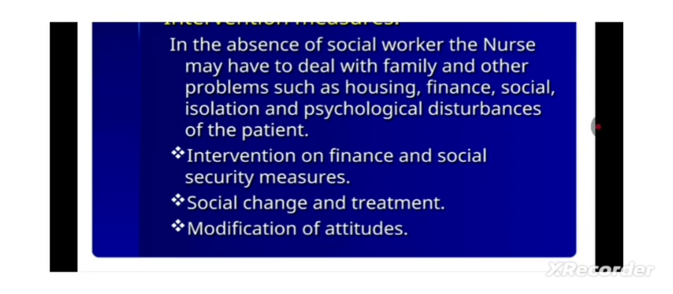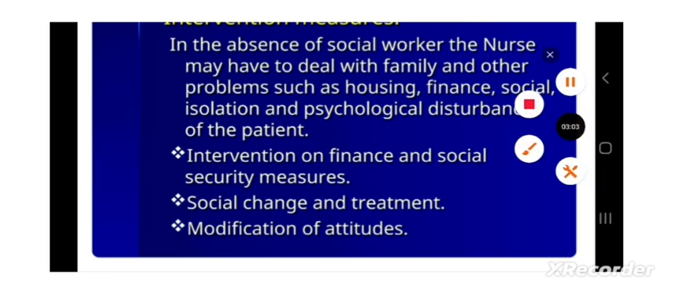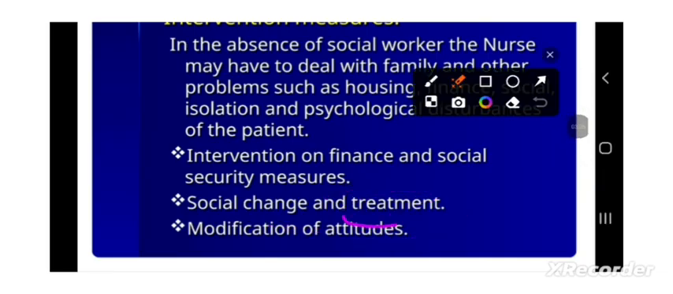Social change and treatment. This is the highest level of sociological application. It means recognizing that some health problems are systemic, such as a high rate of asthma in a poor neighborhood due to pollution. The nurse may engage in public health advocacy, community education, or policy recommendations to bring about social change that supports better health, thus integrating public health with individual treatment.